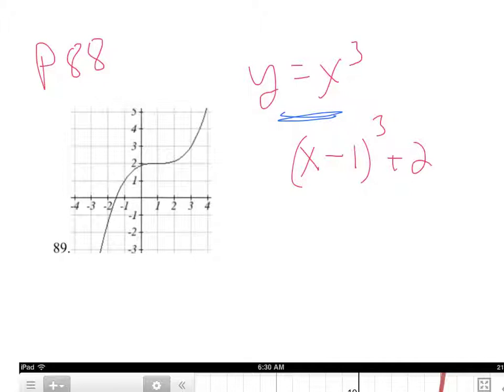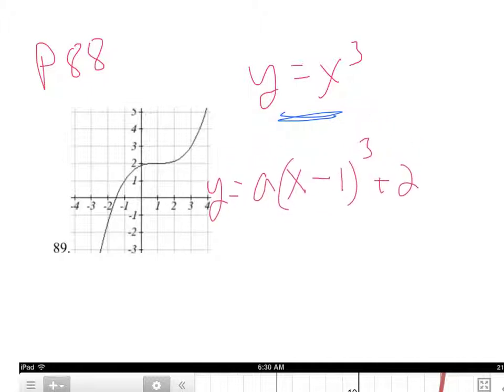So there's a couple of ways to tackle this. I tend to look at this as a vertical stretch or compression, just because it's easier than being on the inside. It's your choice. It really doesn't matter. This is just how I prefer to do it. So I know that's my equation at this point. Now I've got to find this stretch factor, right?